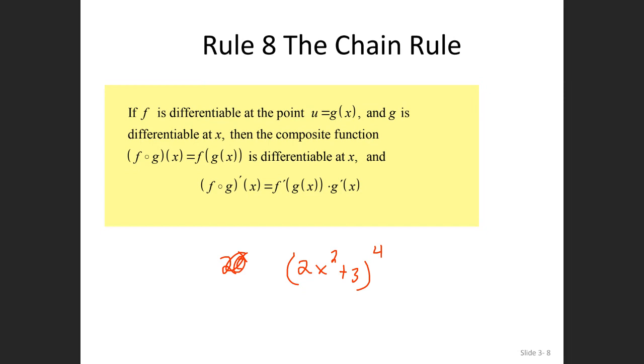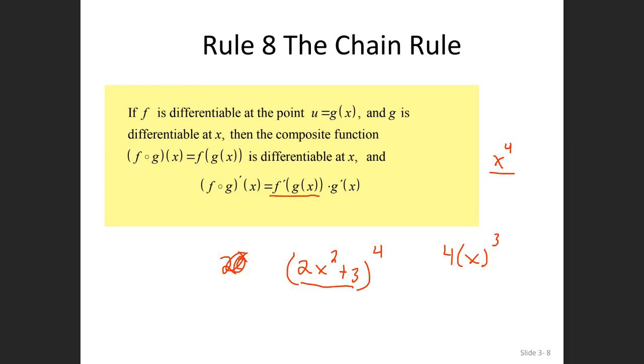Because this is really considered 2 different functions. We really have one function, which is x to the 4th, and then we have this other function inside that is 2x squared plus 3. Now, what the chain rule says is that we always take the derivative of the outside, leave the inside, times the derivative of the inside. Well, what does that mean? If this is just an x inside here, I would just bring the 4 down. So that would be 4x to the 3rd.